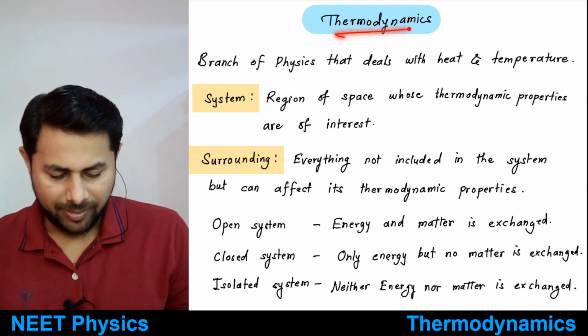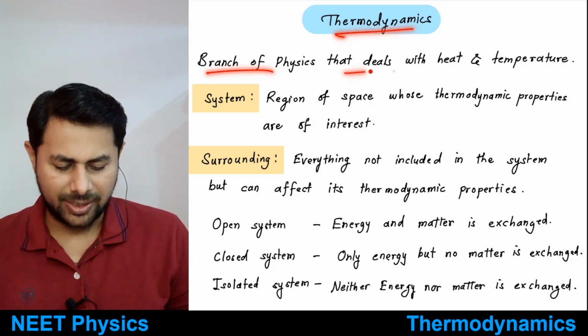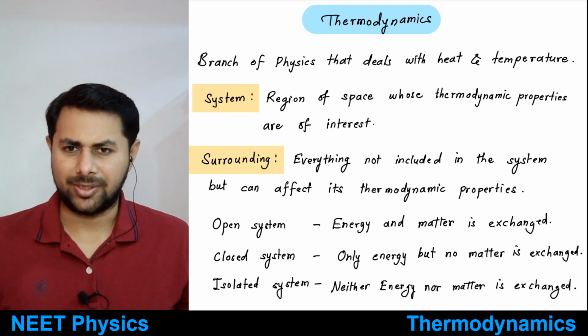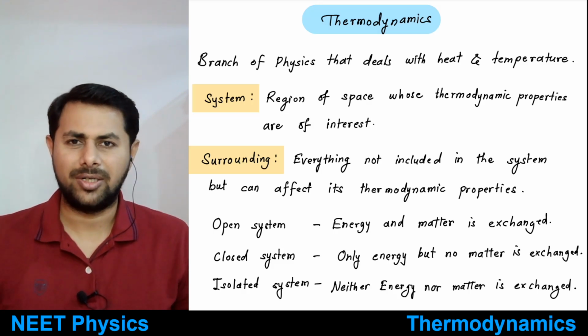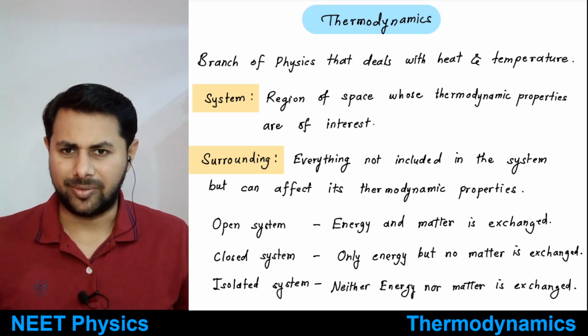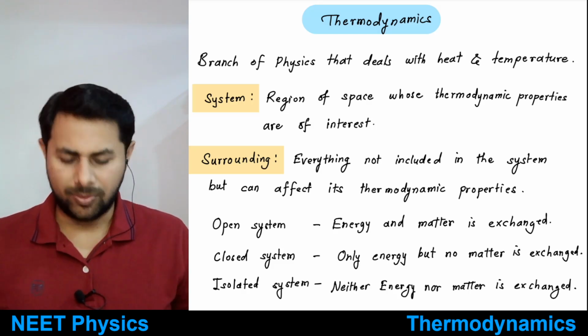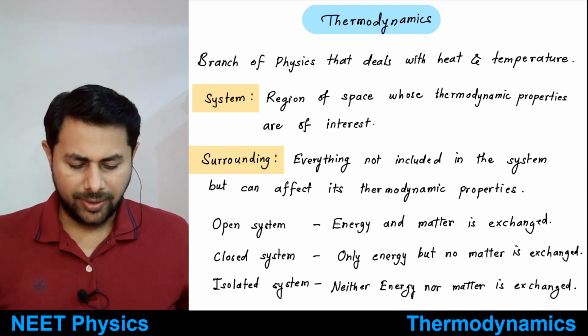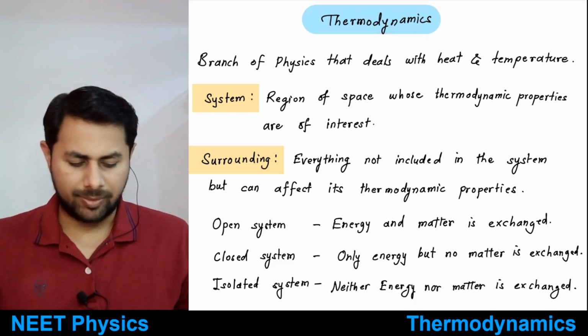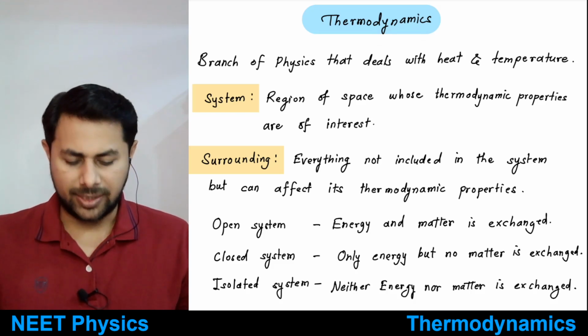So thermodynamics is the branch of physics that deals with heat and temperature. It deals with the study of heat and temperature. And we all know that heat flows from a body which is hot to a body which is cold, right? From hot body to cold body. Now there is some nomenclature in this chapter which we need to understand.